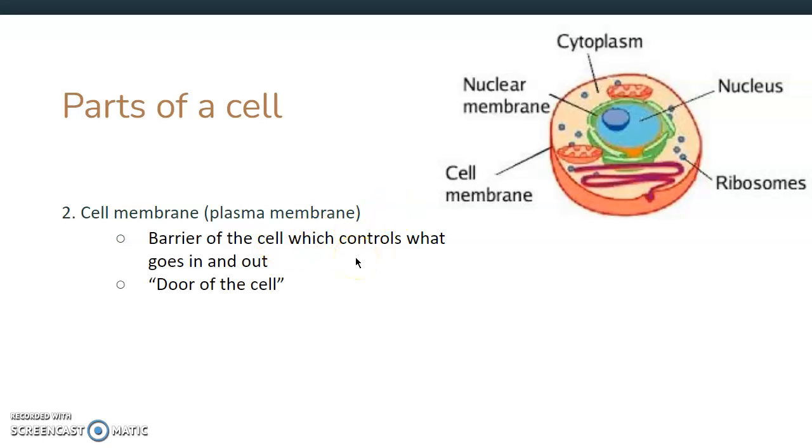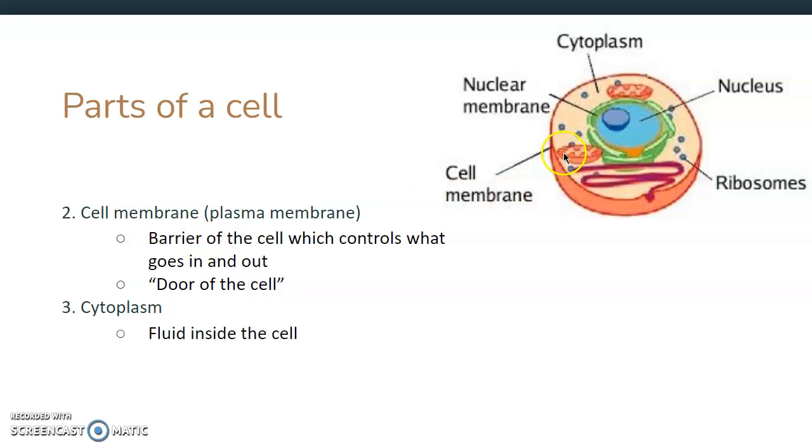I like to think of our cell membrane as the door of the cell, just like the door of our house or maybe our bedroom. It controls what goes in and out, and if it doesn't want certain things to go in, it stays shut. It's our barrier, our cell membrane. Our cytoplasm is what's next.